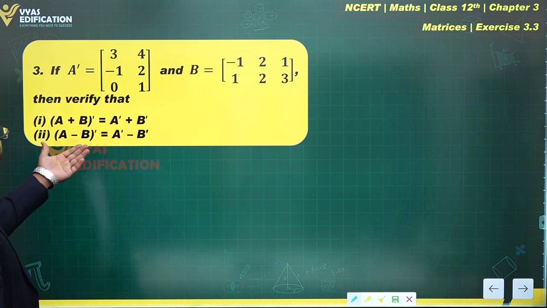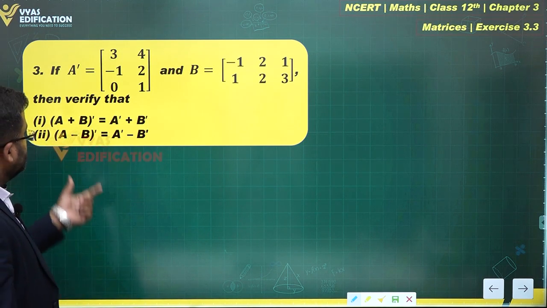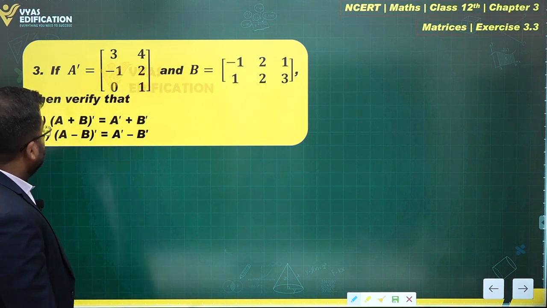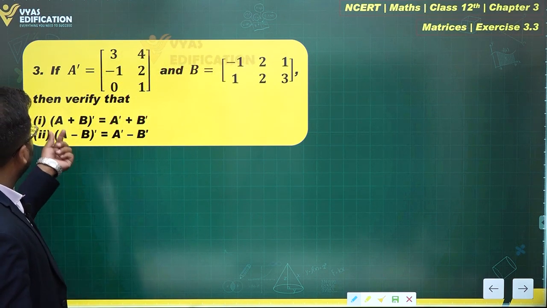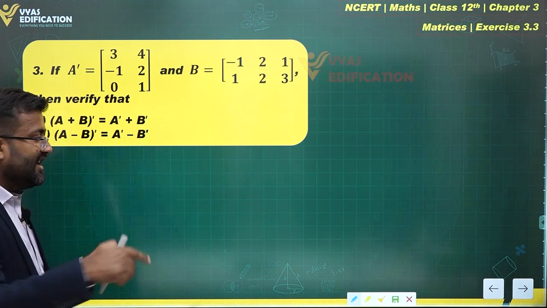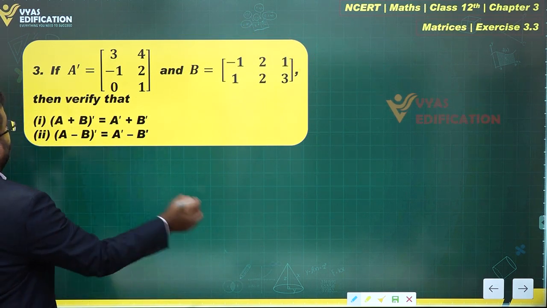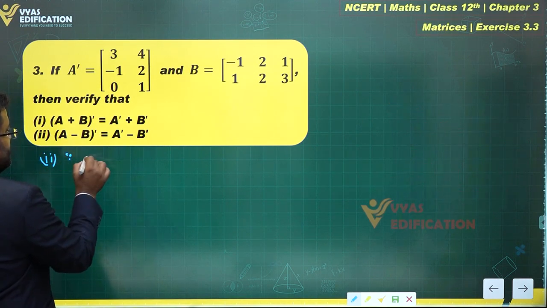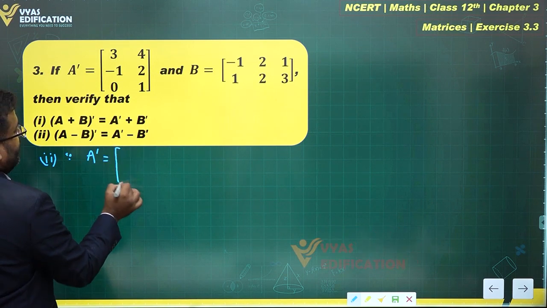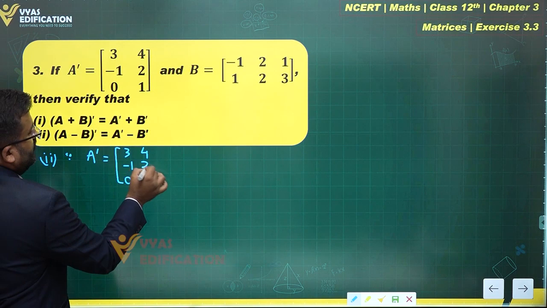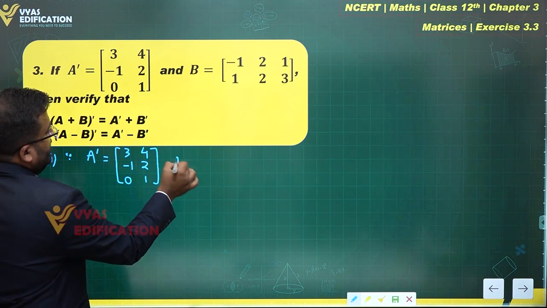It says that (A minus B) transpose should be equal to A transpose minus B transpose. So, once again, we'll begin with finding A first. Since A transpose is given, A is not given, we'll find A using this A transpose. Right. So for the second part, A transpose equals 3, minus 1, 0, 4, 2, 1.